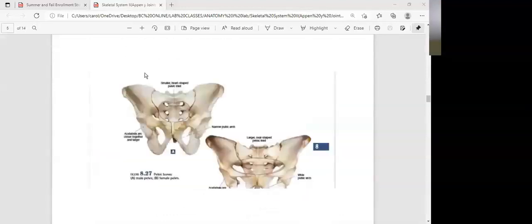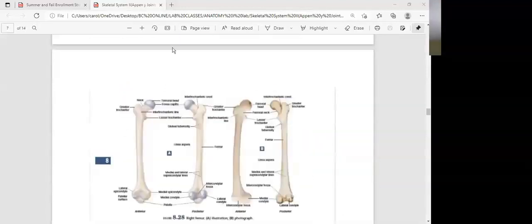So we scroll down to the femur. So this is the head, the neck. In the middle of the head, you're going to have the fovea capitis, where you're going to have a ligament that will attach this bone to the hip bone. Behind the neck, you're going to have a greater trochanter, lesser trochanter. In between the 2 trochanters, you're going to have the intertrochanteric line.